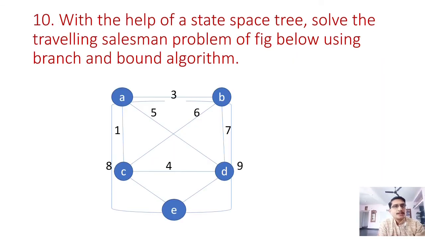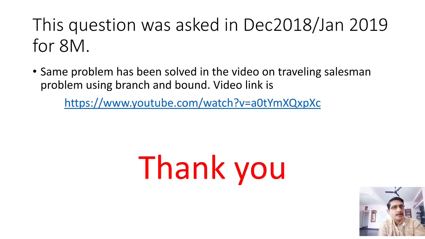The last question is on the traveling salesman problem, which is a bit larger problem on branch and bound. With the help of a state space tree, solve the traveling salesman problem for the figure given below, and the graph is like this. The same question is again discussed in the video, so you can refer to the video for which I have provided the link, and for all these videos I am giving the links in the description.